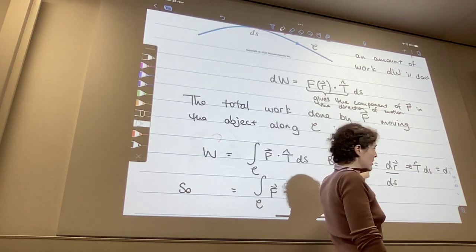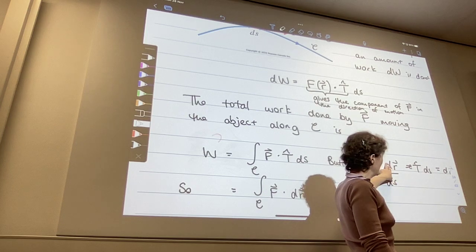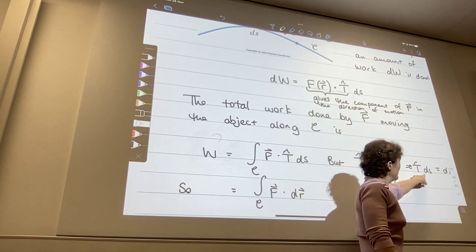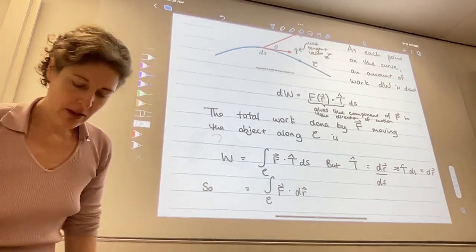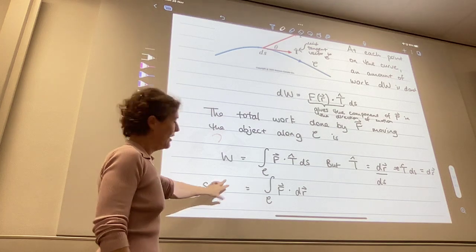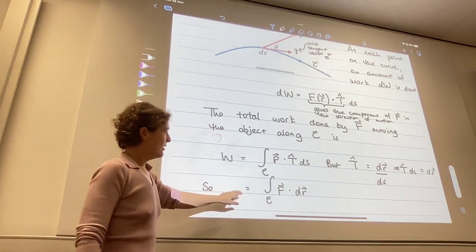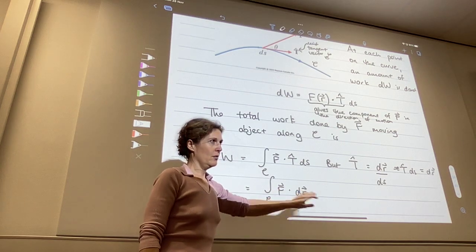We know that our tangent is always dr by ds. We work this out. So T ds is, sorry, dr. So finally, we can put this all together and say that our work done is the integral of the dot product of our vector field with our little dr.